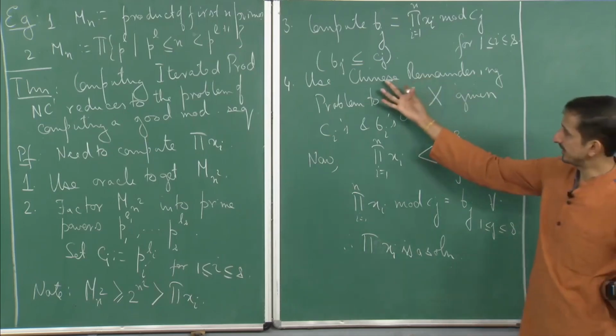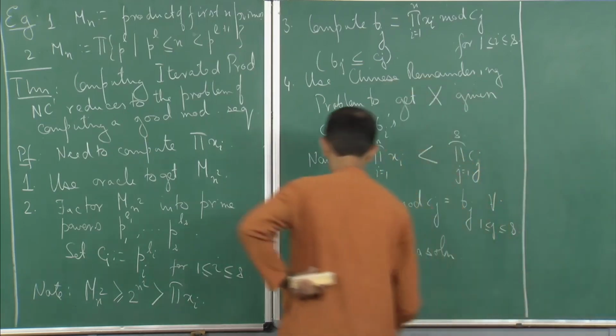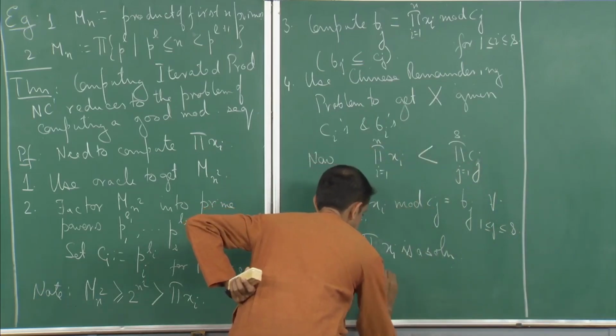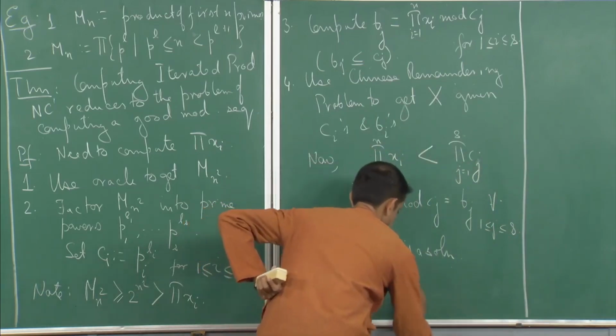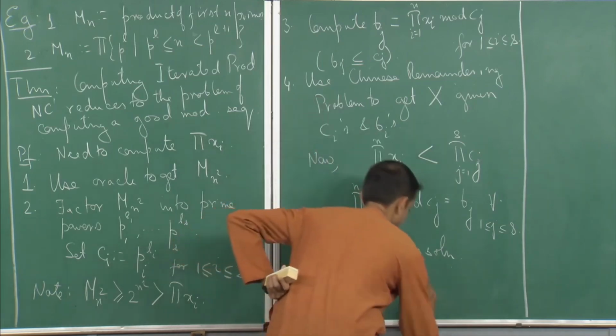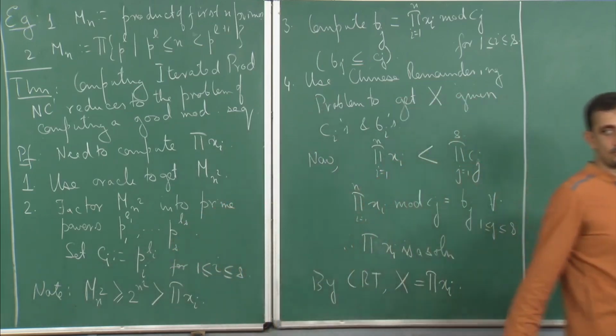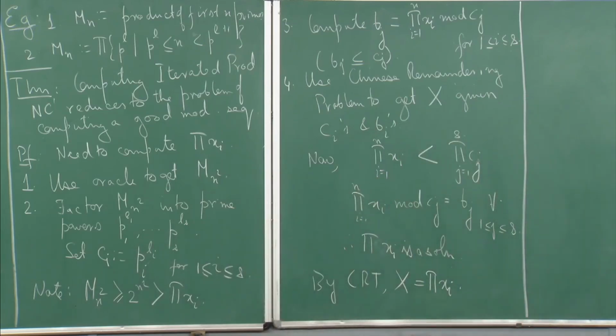So, the moment I apply Chinese remaindering and I get X, by the Chinese remaindering theorem, this capital X that the algorithm outputs is exactly equal to the product of xi, and we get our answer.